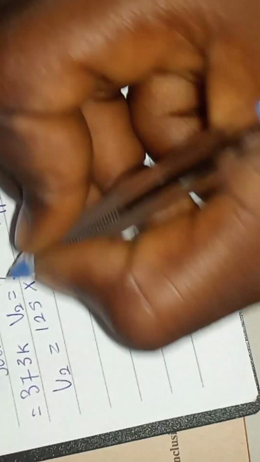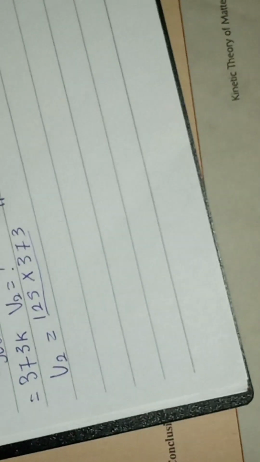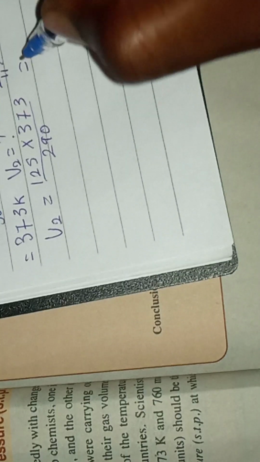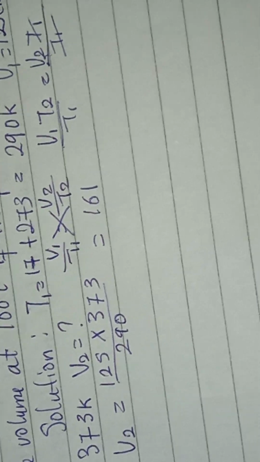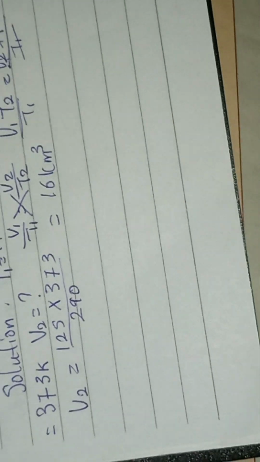Now we have V2 equals V1. Our V1 is 125 times T2, which is what? 373 Kelvin, divided by T1, 290. And this would give us, you use your calculator, you'd have 161. And remember, don't forget, it is in what? Centimeter cube, because we're looking for volume.